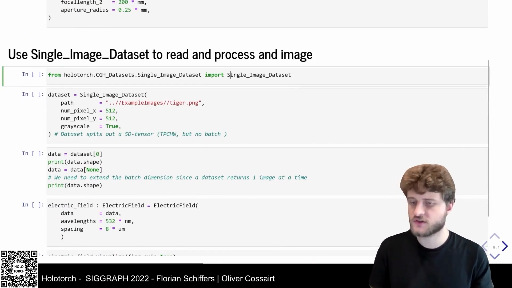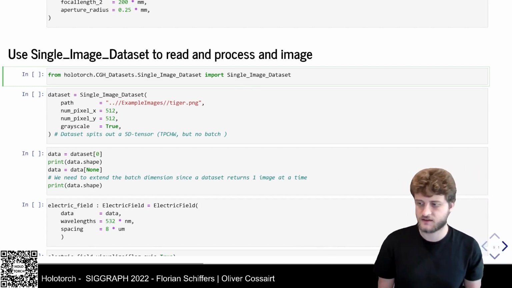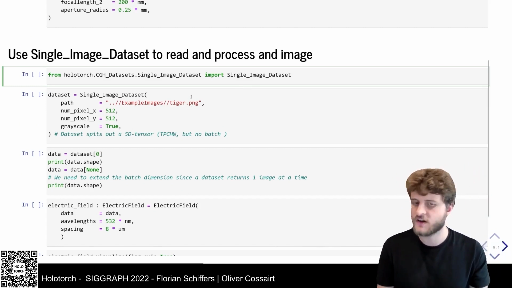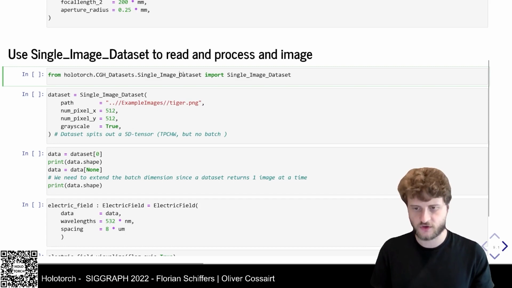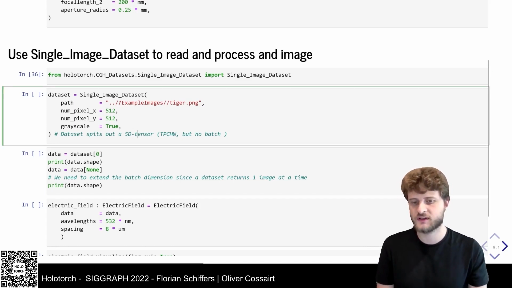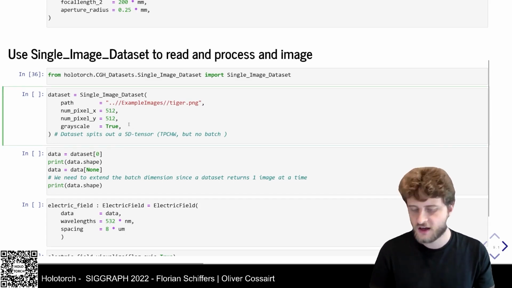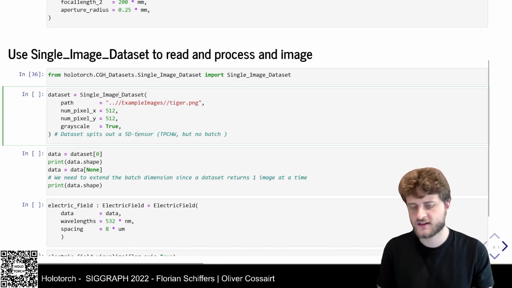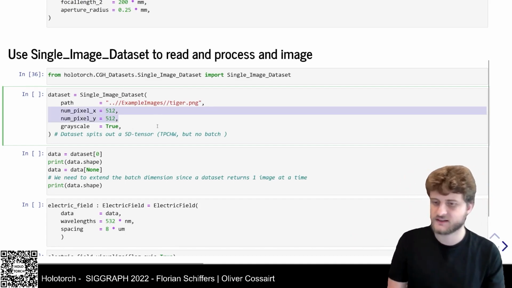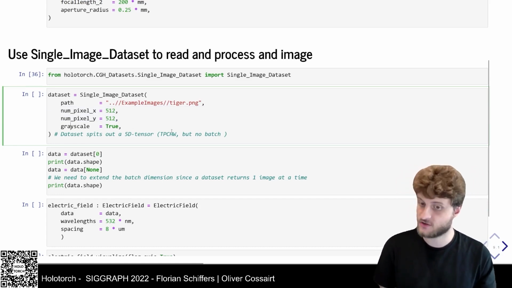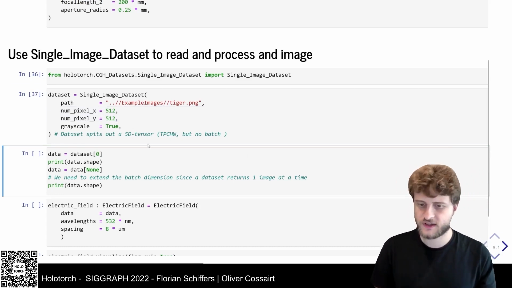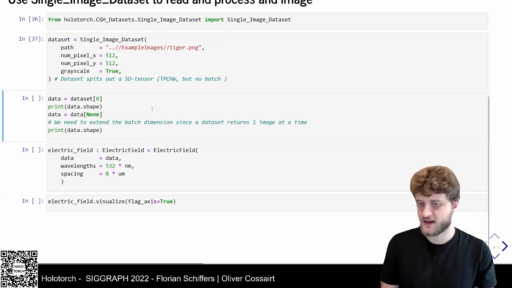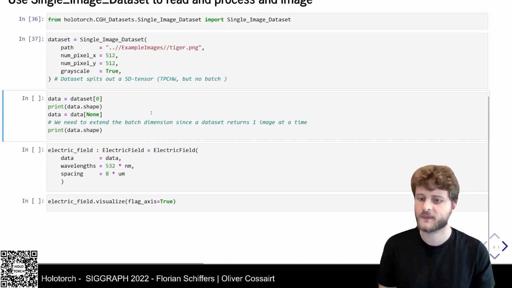And now we're going to introduce you to our first dataset classes. Here, this is the single image dataset, which does the reading and processing of the images for you. So we have prepared an example image called Tiger from Div2K, which is a large image, obviously in RGB colors. But we can define in the single image dataset what the number of pixels in X and Y direction should be, and if it should be a grayscale image. So this will spit out a 3-dimensional tensor because it's not yet batched. That's how datasets in PyTorch work.